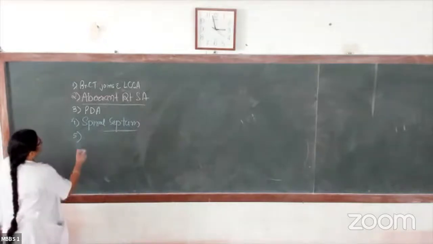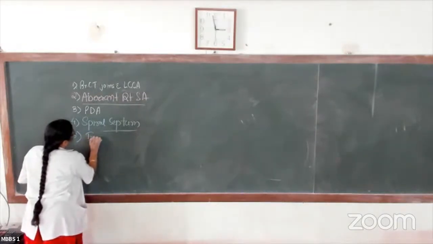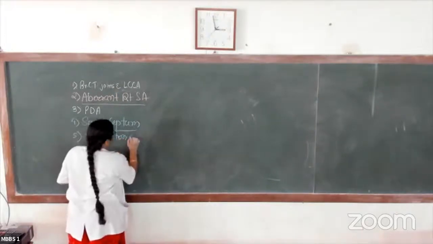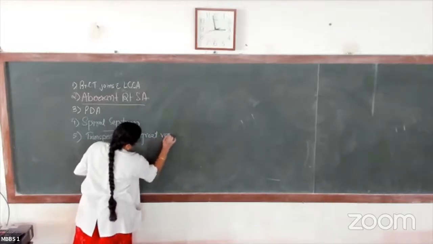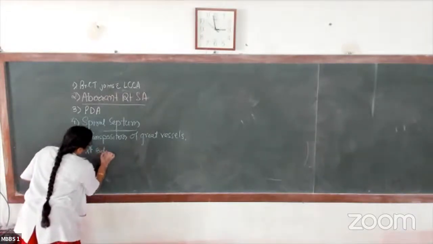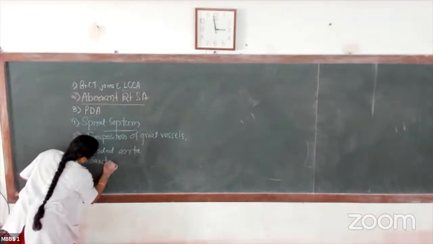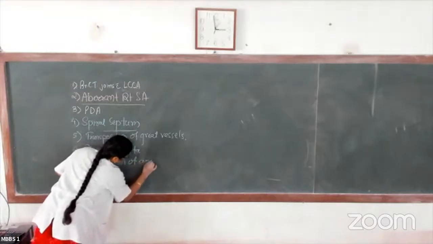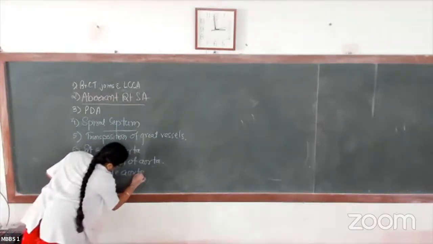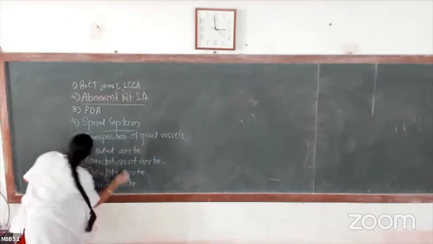Then the fifth one you get is transposition. In the previous session, we have seen transposition of the great vessels. Then the sixth one is the right-sided aorta. Then there is rotation of aorta. Then there is a double aorta. There may be cervical aorta. So we will see one by one.